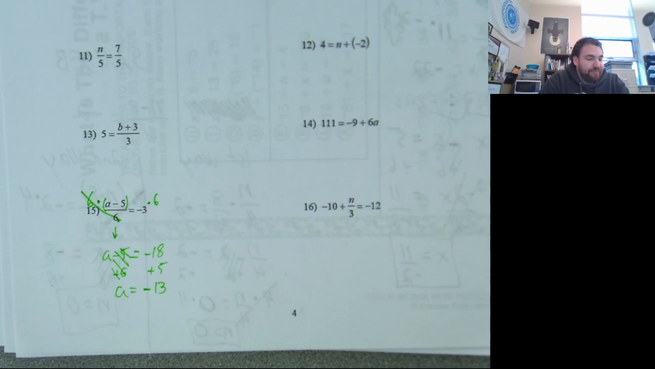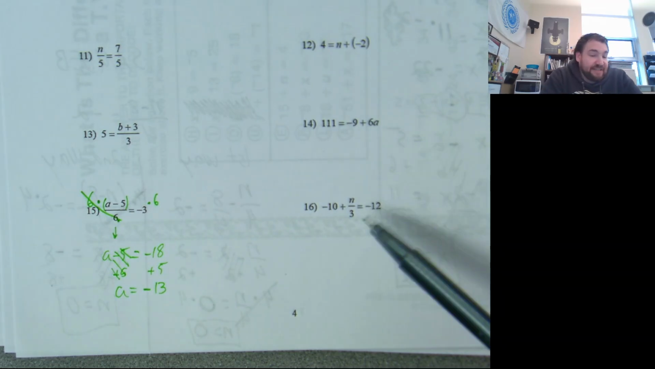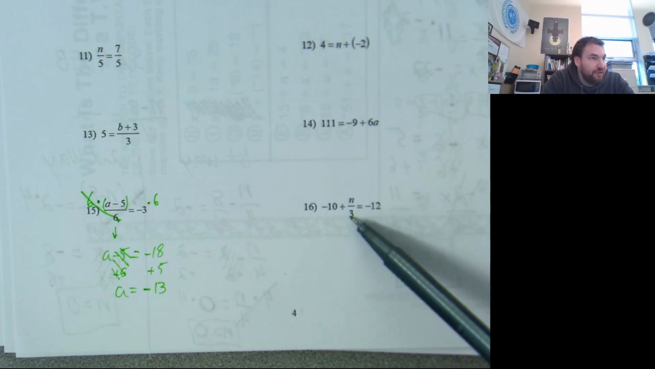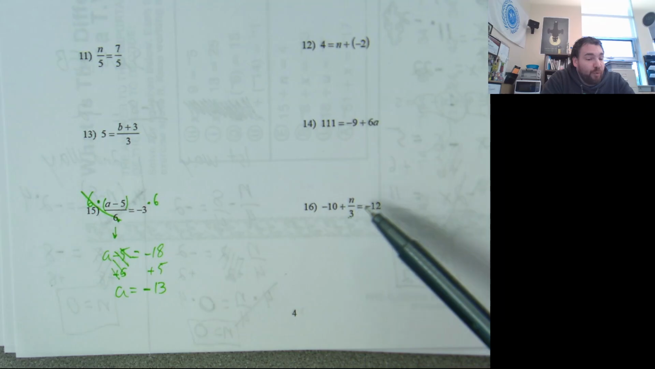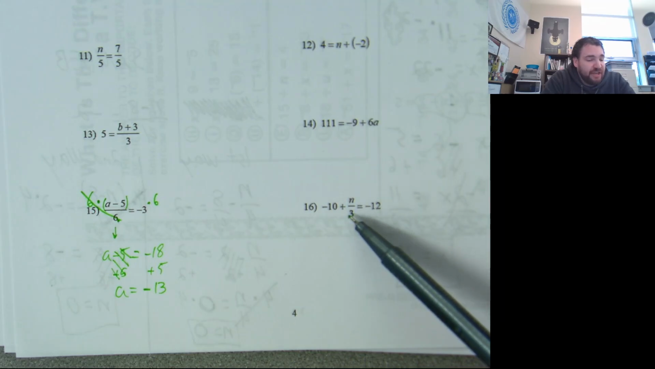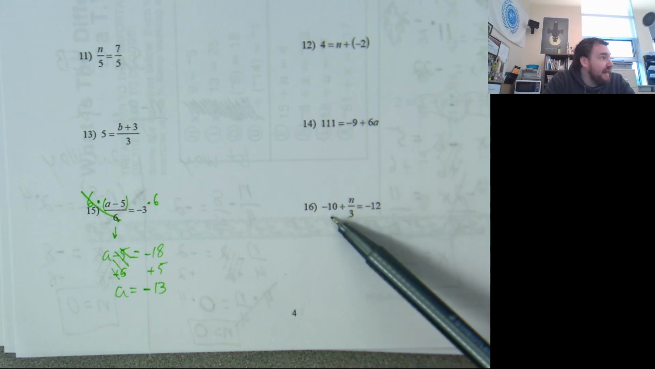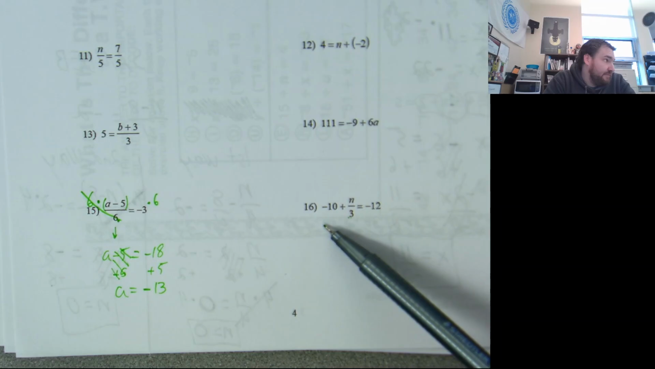There you go. You wanted 16, Hassan. Yeah. So let's do 16. 16 is a little different because this division isn't under everything. It's just under the n. So what we're going to do first is get rid of the things that are not in the same term, Hassan, as the n. We're going to get rid of this negative 10. What's the opposite of negative 10?